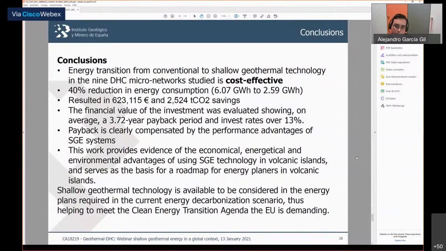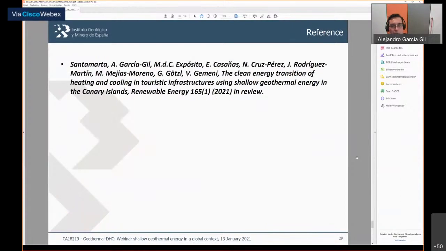So geothermal energy technology is available to be considered in the energy plans requiring the current energy decarbonization scenario, and thus helping to meet the clean energy transition agenda the EU is demanding. And that's all. Thank you.